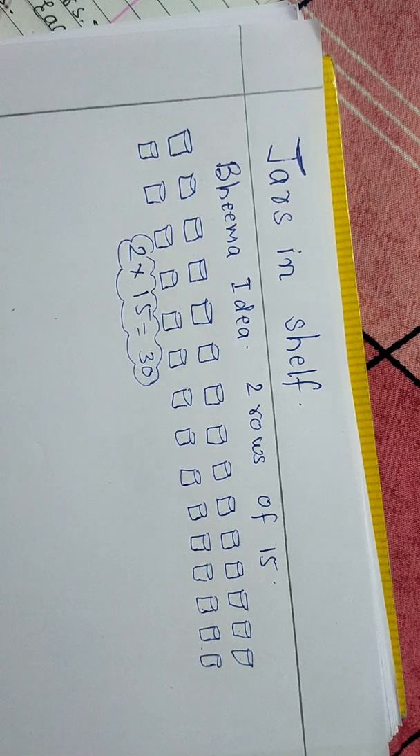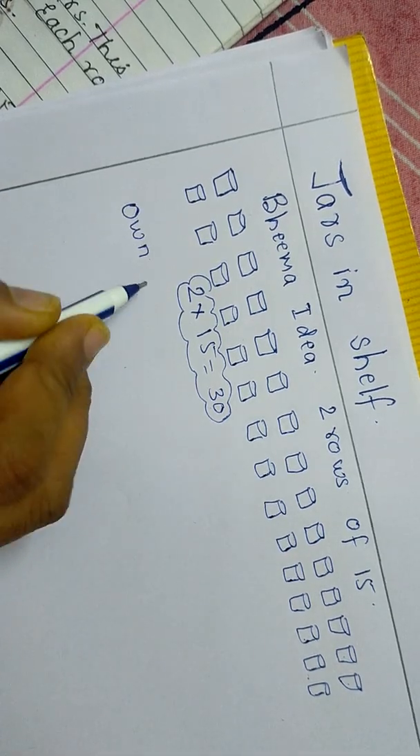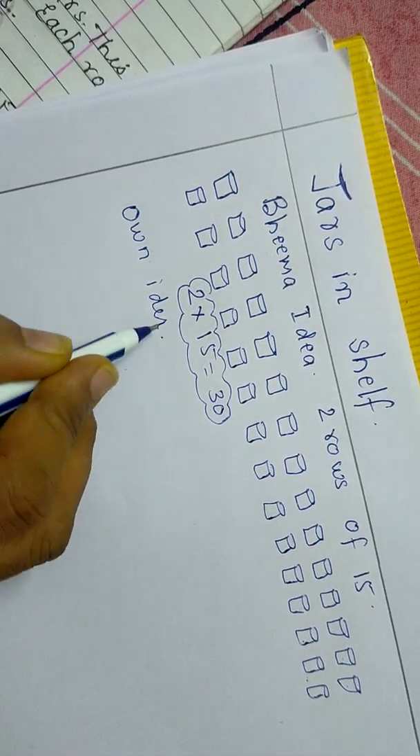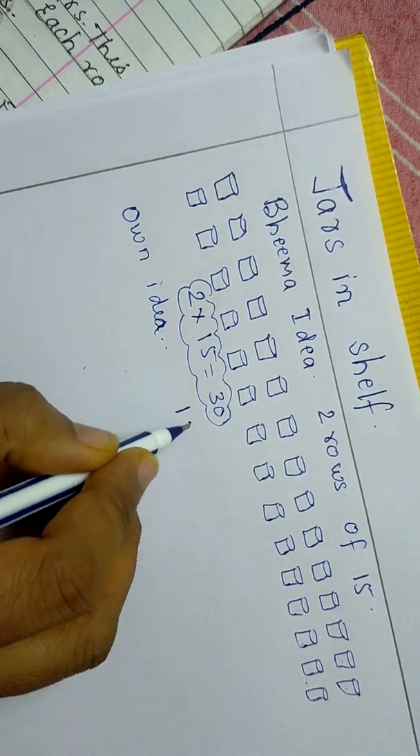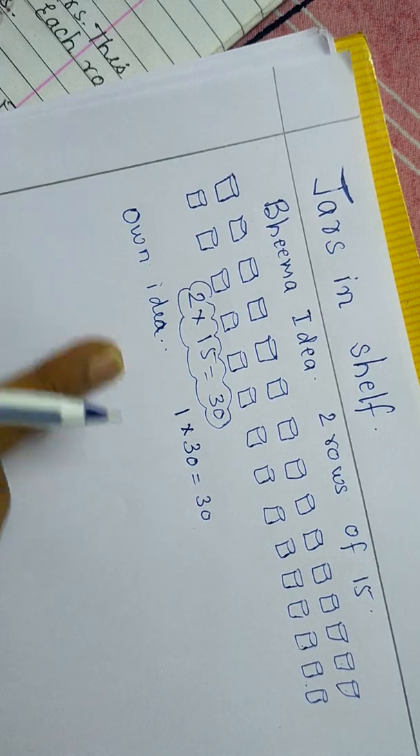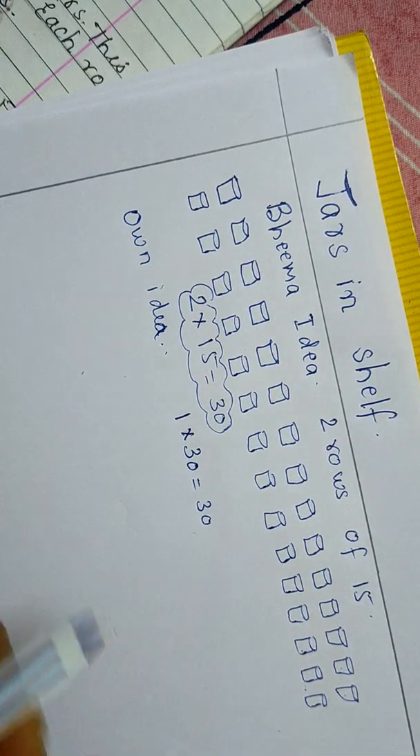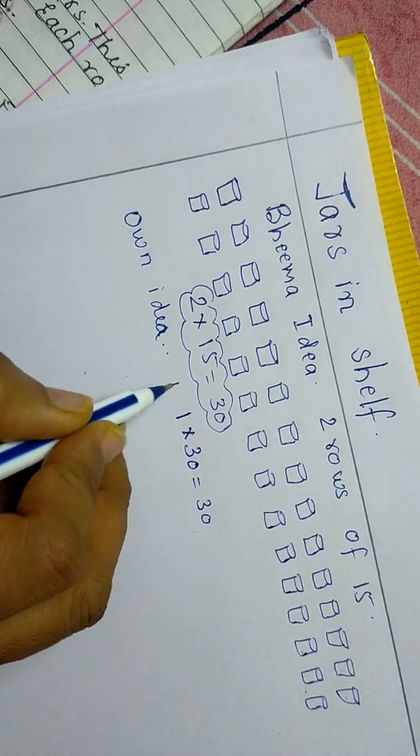Now this is Bhima's idea. Now we have to see our own idea. यानी हमारे खुद के आइडिया क्या हो सकते हैं. सो फर्स्ट आइडिया 1 multiplied by 30 is equal to 30. कि एक ही रो में हम लोग 30 के 30 जार अरेंज कर दें, ऐसे हो सकता है. सो दिस वी विल नॉट डू. So this is the first.